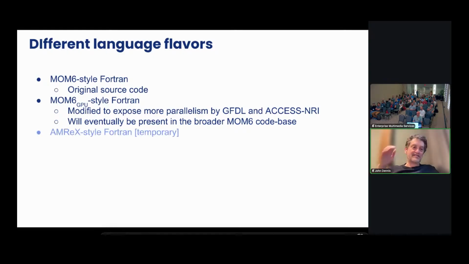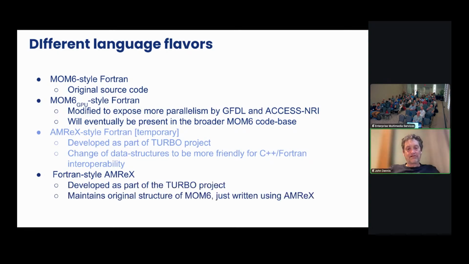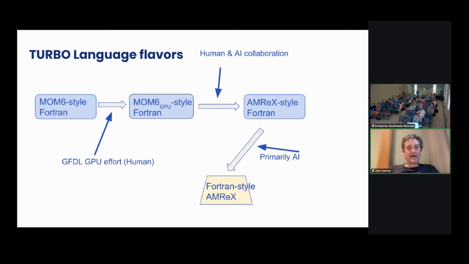And there's this thing called AMReX style Fortran. It's kind of temporary. That's why I'm not going to really talk about it, but it's there. It's designed to match some of the data structures, make it more friendly for the C++ to Fortran interoperability. And then there's Fortran style AMReX. So this is actually C++ code, and it's developed as part of the Turbo project. It maintains the original structure of MOM6, but it's just written using the AMReX C++ productivity framework.